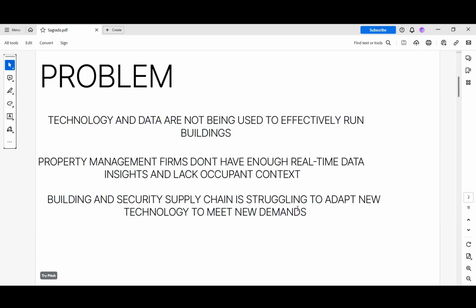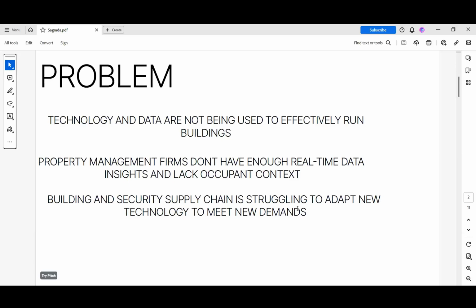However, we have these problems here. Technology and data are just not being used effectively to run these buildings. It would really help if the systems running these buildings had insights into what the context and the needs were. The property management firms don't have the context to this data. They lack the insights.